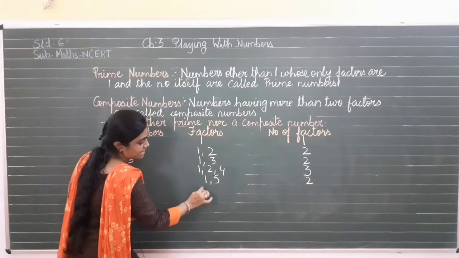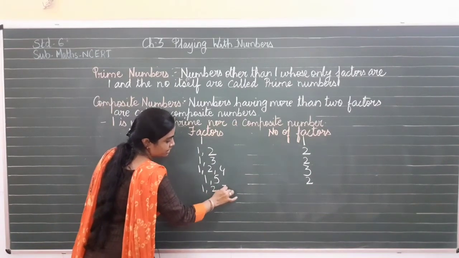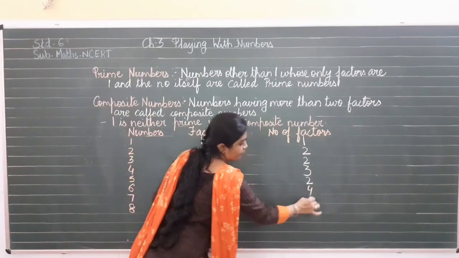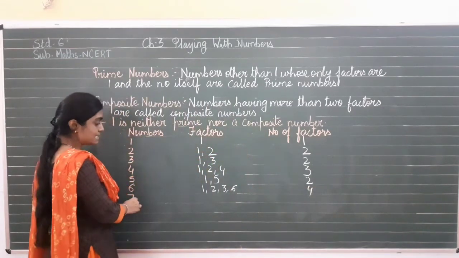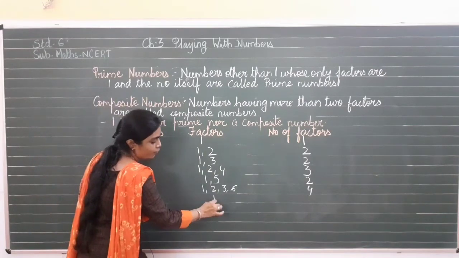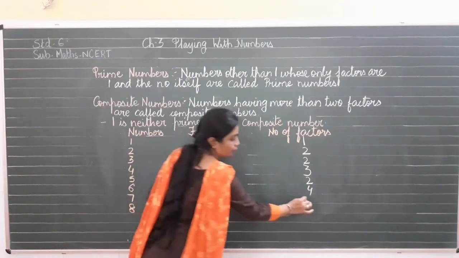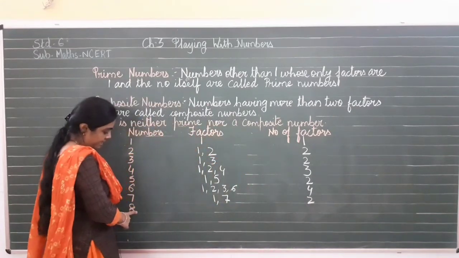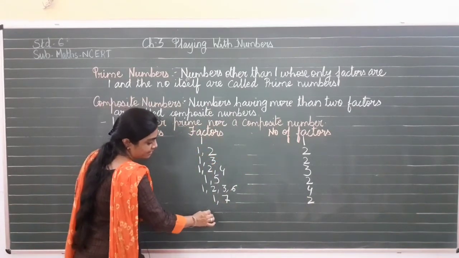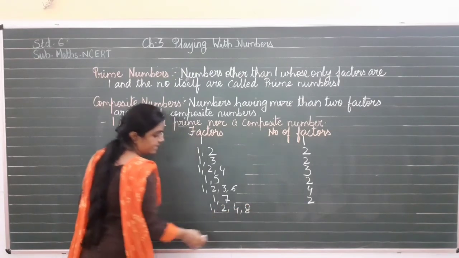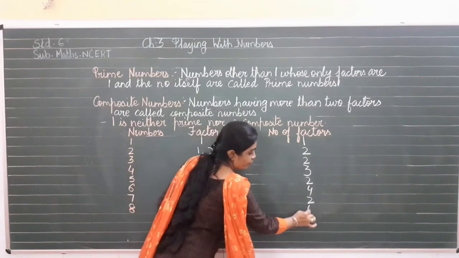6. Factors of 6 are 1, 2, 3 and 6. Total number of factors are 4. 7. Factors of 7 are 1 and 7. Total number of factors are 2. Then 8. Factors of 8 are 1, 2, 4 and 8. Total number of factors are 4.